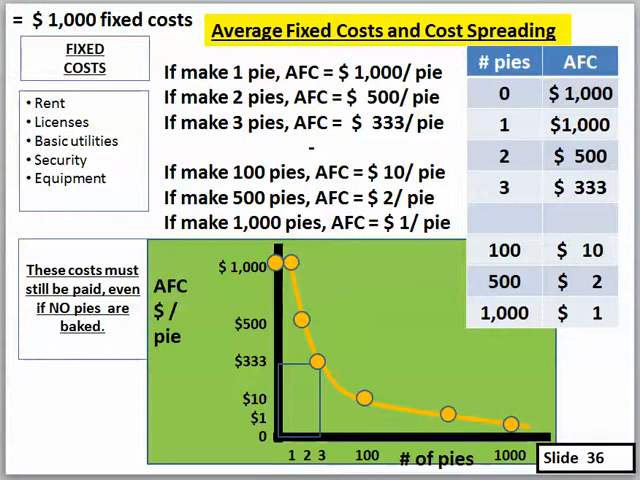But even if we made 10,000 pies in a month, each pie would still have 10 cents of that $1,000 of fixed cost. If we made 100,000 pies in a month, each pie would have 1 cent of that fixed cost, and so forth. We never get to zero. No matter how many pies we make, each pie would have a smaller and smaller share. It'll get closer and closer to zero, but we never quite get to zero. So we see what direction our average fixed cost would take.